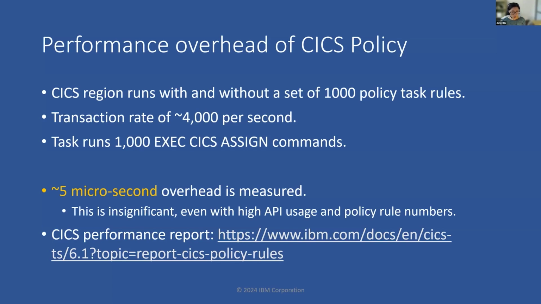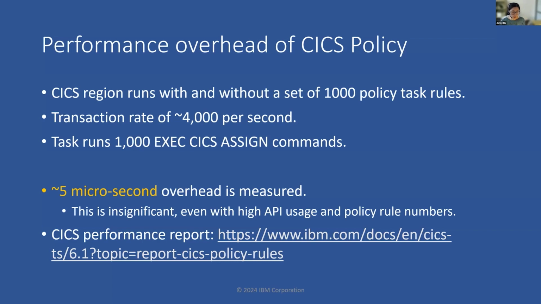But there are no rules triggered, because what we want to see is the performance overhead if I have rules there, just keeping an eye on the tasks, given that those tasks didn't do anything bad which my policy rule is looking at. With those in the region, about 5 microseconds of overhead is measured. So we think it's insignificant from a performance overhead point of view.